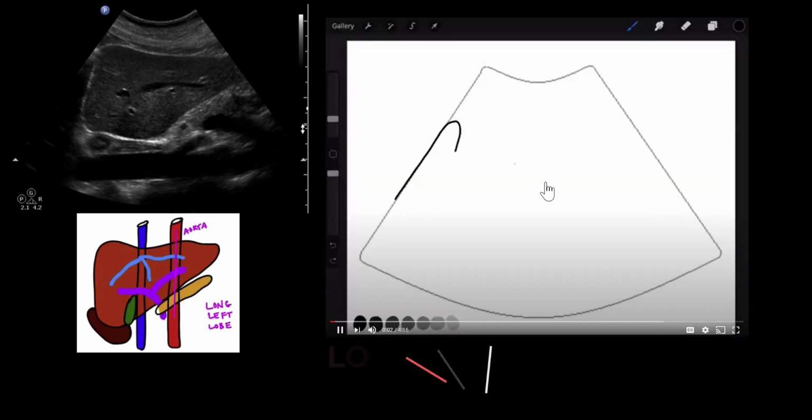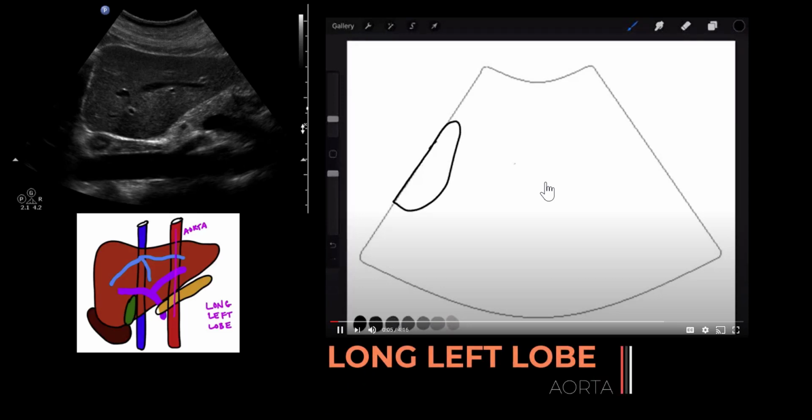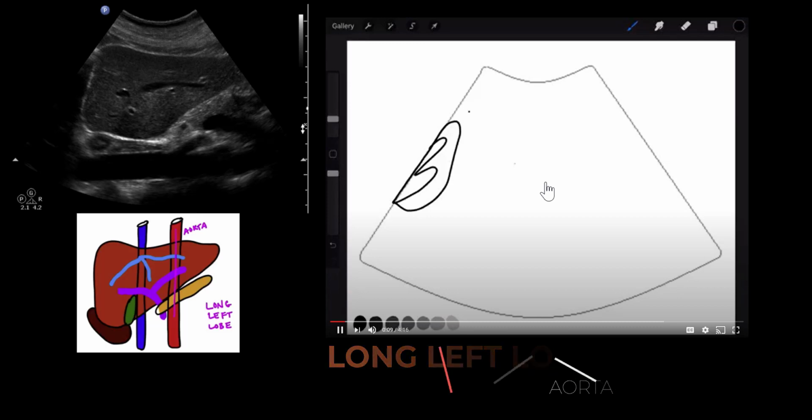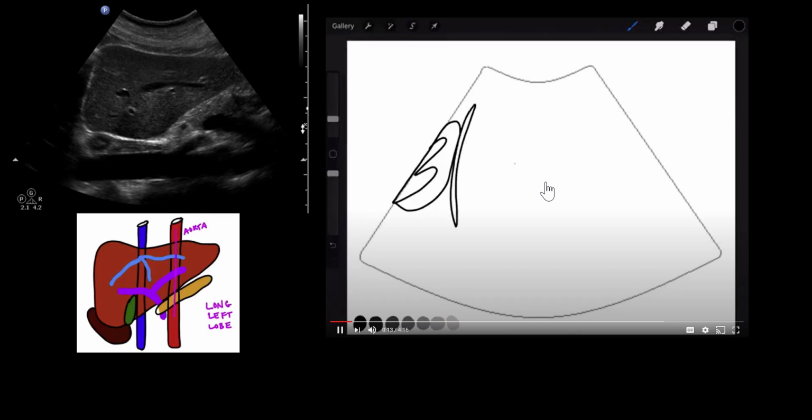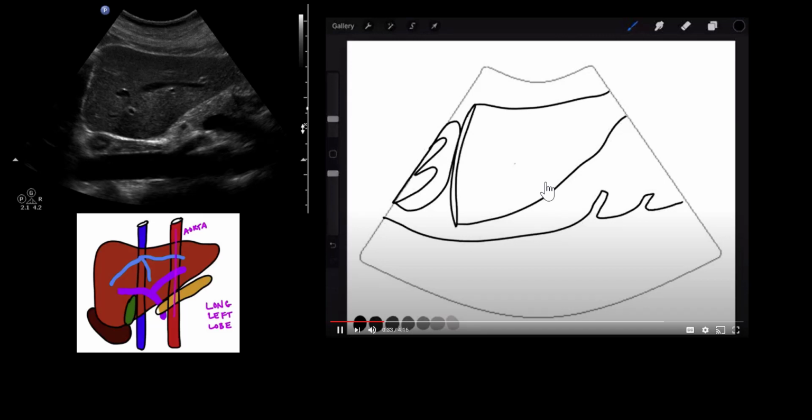So again, we will start with the heart in the superior portion of our picture, which is again to the left of our screen, followed by the diaphragm, which is directly inferior to it, dividing the thoracic and abdominal cavities. Here we'll draw in our liver tissue parenchyma, and then we're going to draw in our main landmark for this image, the aorta, making sure that we're going to see a couple of major branches as they come off the anterior portion of the aorta.